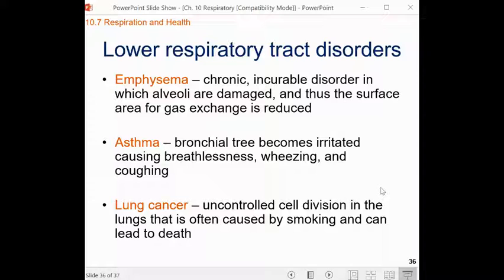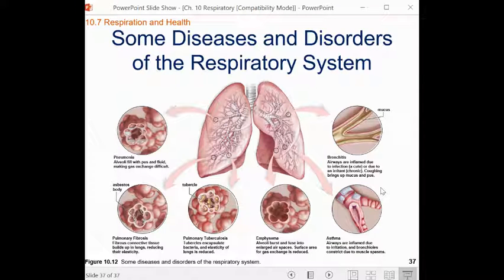In asthma, the bronchial tree periodically becomes quite irritated and swells, and then it makes it harder for gases to be exchanged. It causes people to feel very breathless. Wheezing and coughing can also be a symptom of an asthma attack. And then we can have lung cancer, which is where you have uncontrolled cell division in the lungs that often is caused by smoking or other inhaled particles. And here we can see some of the locations where that would occur.